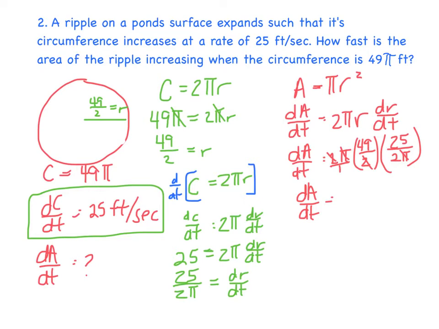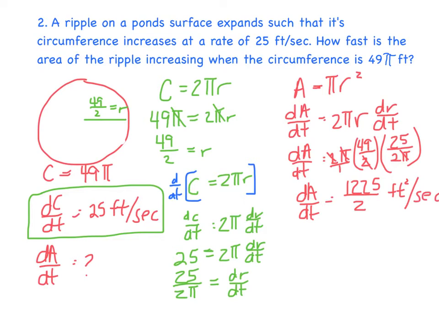So I have 49 times 25, which I will admit I typed into a calculator, and I get 1,225 divided by 2. So 1,225 halves. And then what is my label on that? Well, we're talking about area. Area is a square unit. So since our circumference was given to us in feet per second, then we know our area is going to be feet squared per second.